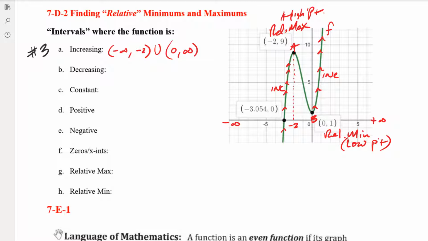Now it's decreasing in between. So from A to B it decreases. Why? Because it's going down. The y values are getting smaller, not bigger. And if the y values go down, they get smaller, right? So from negative 2 to 0, it's decreasing. Going down. Increasing, going up. It's that simple, believe it or not. It doesn't have any horizontal sections, so it's not constant anywhere, so I'm just going to put nowhere here. No horizontal segments.